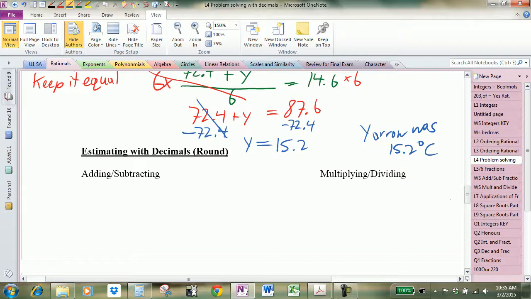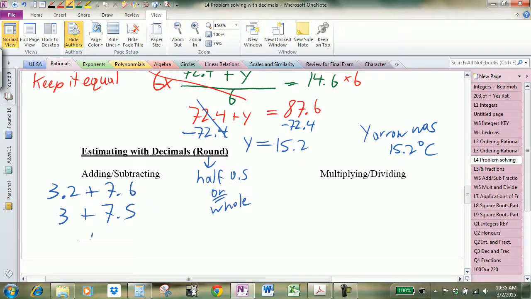Okay. Estimating with decimals, you want to round. So you want to round to a half, which is 0.5, or a whole number. So for adding and subtracting, we have 3.2 plus 7.6. We should round that to 3 plus 7.5, so we get 10.5, just really quickly. Okay, so round it to a half or a whole. The 3.2 is closest to 3, the 7.6 is closest to 7.5. Round to a half or a whole.